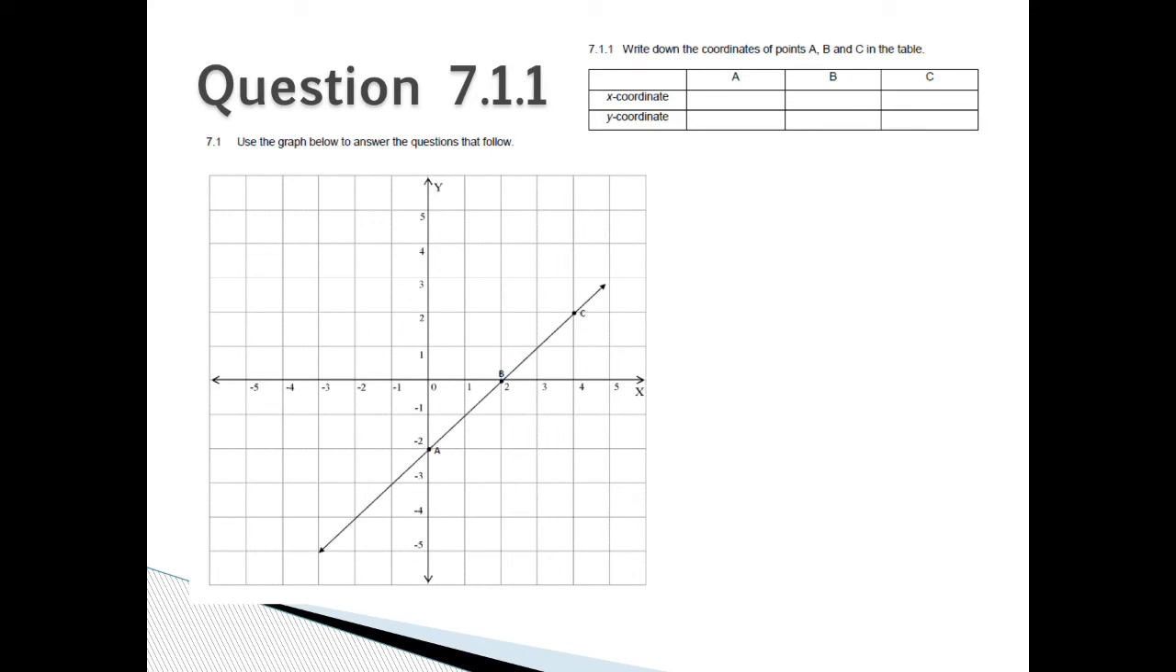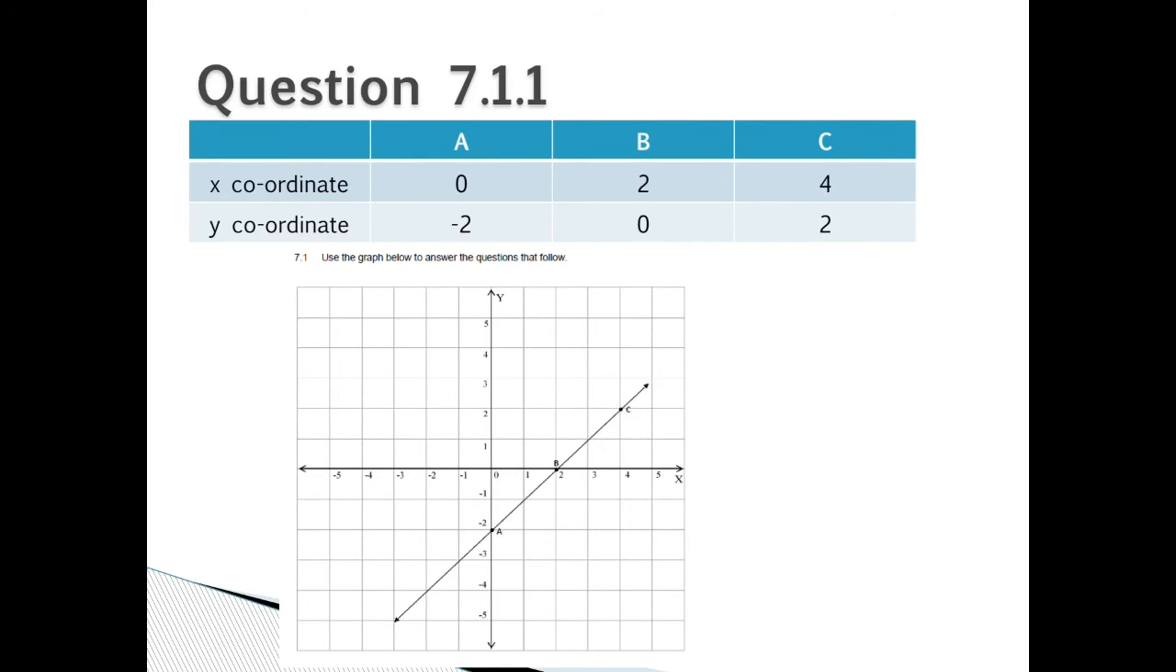Question 7.1.1. Write down the coordinates of points A, B, and C in the table below. You are given a graph to answer questions on. It has an X and a Y axis. We have the letters A, B, and C on a linear line on the graph. For A, we can see that the X coordinate is 0 and the Y coordinate is -2. For B, the X coordinate is 2 and the Y coordinate is 0. And for C, the X coordinate is 4 and the Y coordinate is 2.